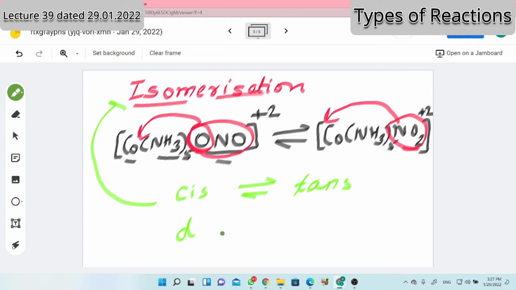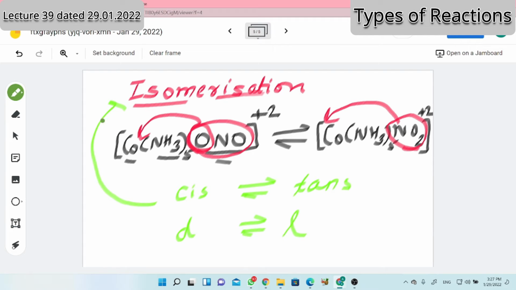Or for optical isomers, a dextro isomer will get converted to the levo isomer, and when they remain in equal quantity, equimolar quantity, a racemic mixture will be there. In organic chemistry, you might have studied all those. So all such kinds of reactions are possible for coordination compounds.